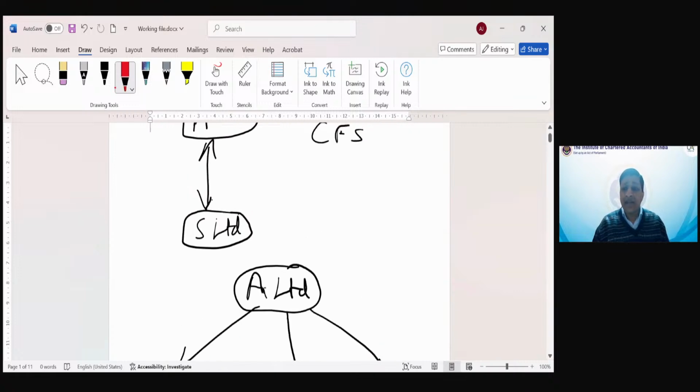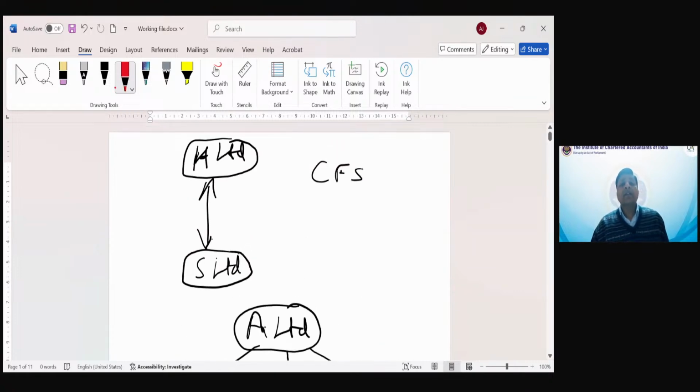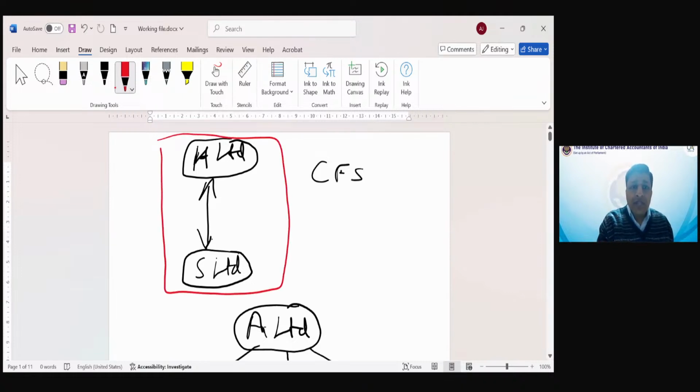Similarly, now when you are looking at these two companies, H and S, what do they comprise of? They comprise one group.